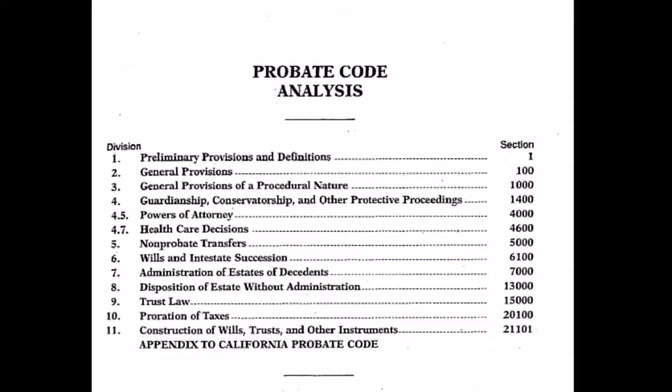If you look at the top of this page, you will see that the next level of the table of contents is very broad. It simply lists 13 divisions of the probate code. Now it says 11, but if you take a closer look, you'll see that 4.5 and 4.7 were added, so the total number of divisions is 13.